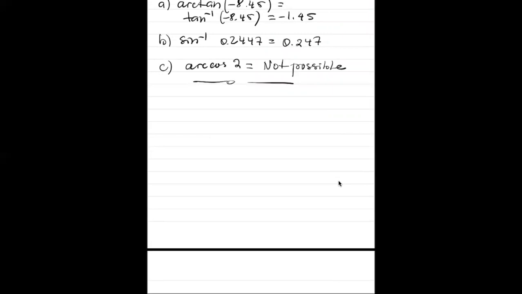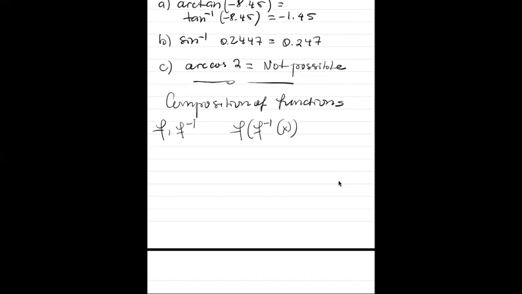Okay, last topic, composition of functions. So when we compose two functions, f and g, we have a new function called a composition. But when we compose a function f and its inverse, then it's very special, because it's like we are doing the function f, then the inverse, and we're going back to x. And the order doesn't matter, because you always go back to the input x.